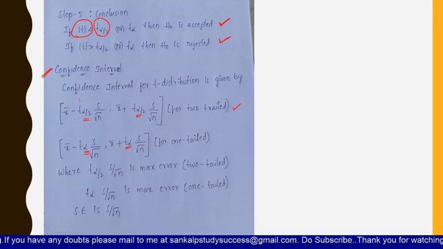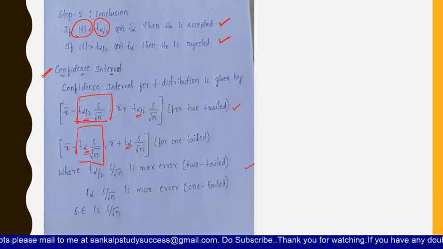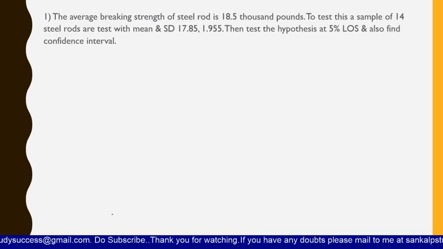Here t alpha by 2 into s by root n is the max error, and in the one-tailed case t alpha into s by root n is the maximum error. What is the standard error then? It is s by root n. Previously the standard error was sigma by root n, but in this case the standard error is s by root n. So this is the confidence interval.